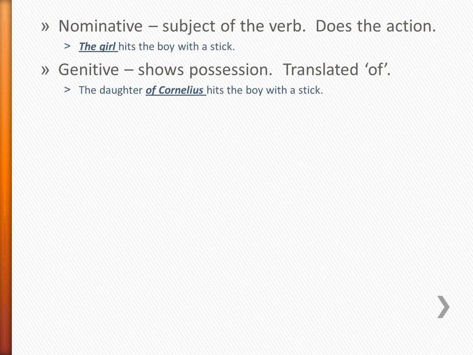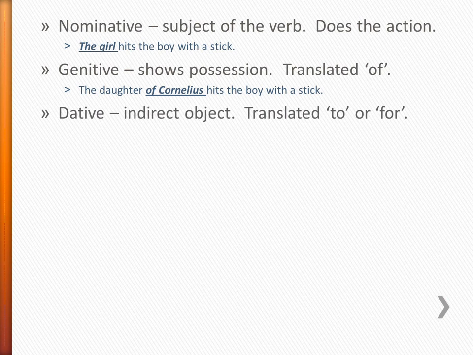The genitive mainly shows possession, and it's always translated "of." So in the sentence, the daughter of Cornelius hits the boy with a stick, "of Cornelius" would be in the genitive case.